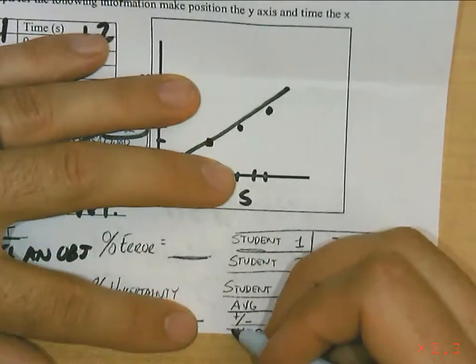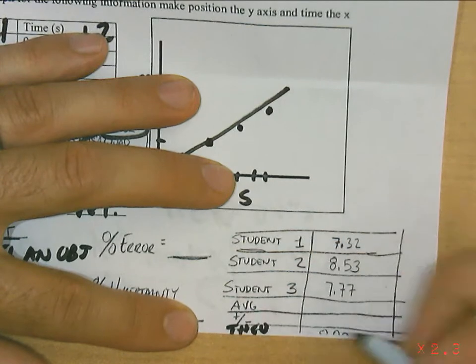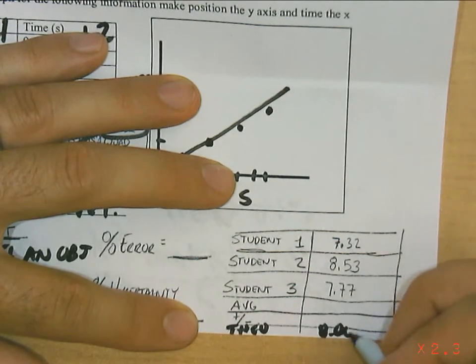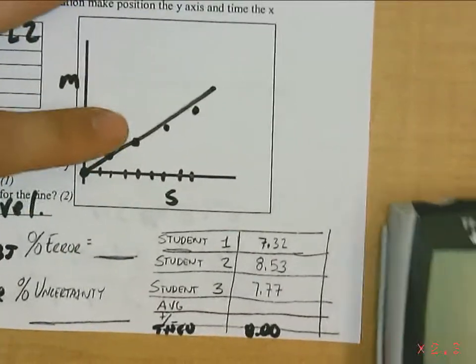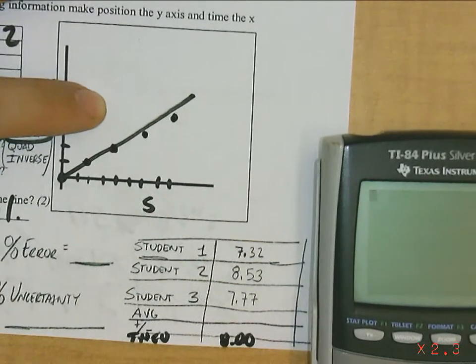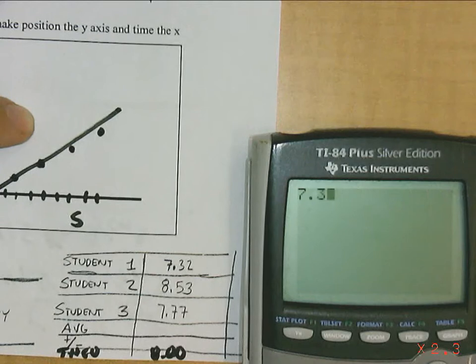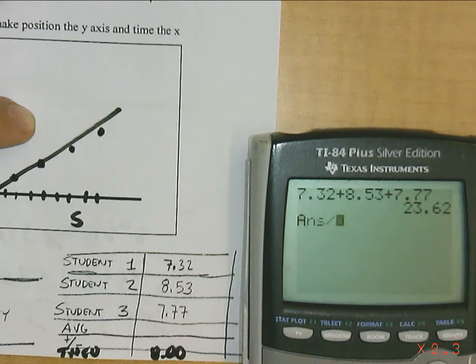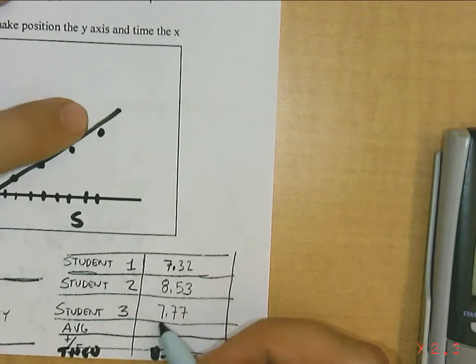Now it's time to do some calculations. Remember, this got cut off. This is the theoretical, which is 8. And we want to go through and we want to first calculate our average. So we have 7.32 plus 8.53 plus 7.77. Get the sum, divide by 3. We have 7.87 for our average.